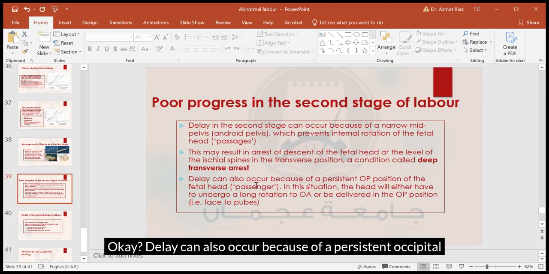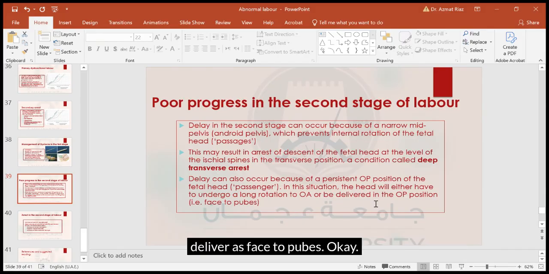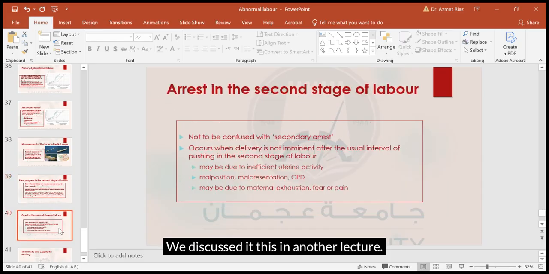Delay can also occur because of a persistent occipito-posterior position of the fetal head, which is related to the passenger. In this situation, the head will either have to undergo a long rotation. Do you remember, we discussed the possibility of rotation, but there is also the possibility that a direct occipito-posterior can also deliver as face to pubes. We discussed this in another lecture.